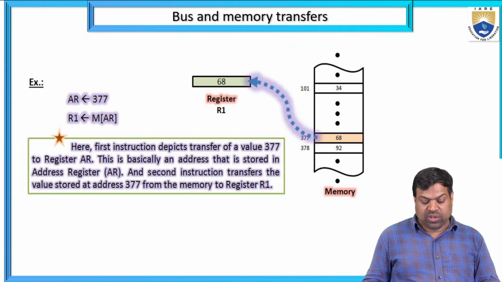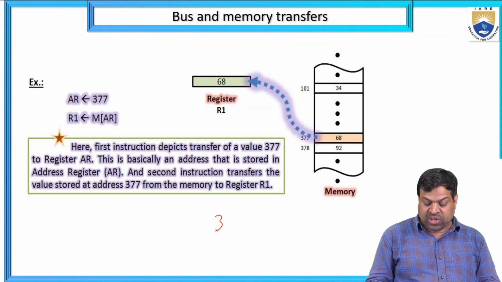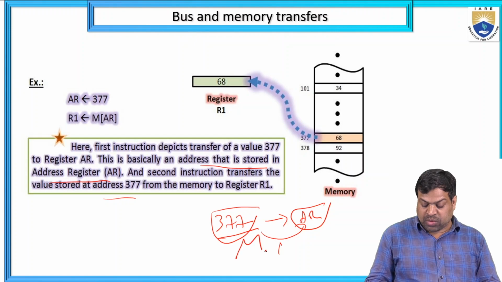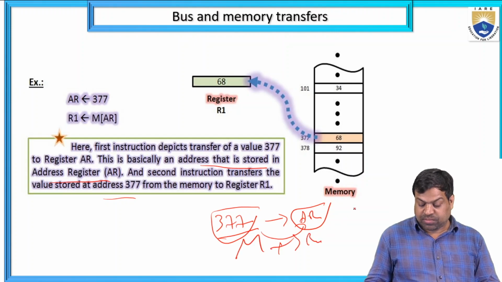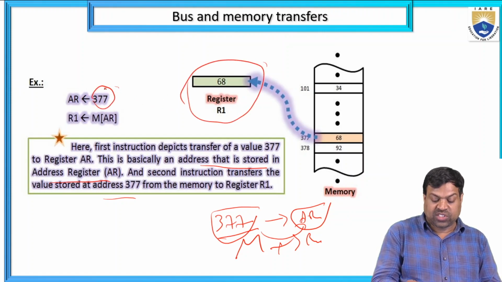Here is one example. The first instruction depicts transfer of the value 377 to the register AR. AR means address register. This data is copied to the address stored in address register AR, and the second instruction transfers the value from memory to register. Memory to register. So the register is R1, and that is 68. So 377 is data. Yes, this 377 data is copied to the address register.